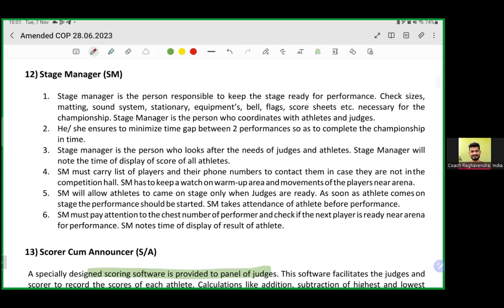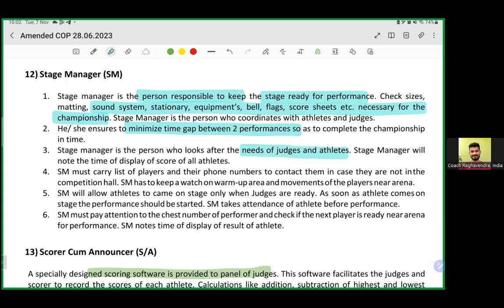Right? Stage manager. The stage manager is the person responsible for keeping the stage ready for the performance. Check the sound system, stationery equipment, whatever is necessary for the championship. He also needs to coordinate with the athletes and judges. So there should be not much time gap between two performances. So he needs to manage that particular stage, and he also needs to look after the needs of the judges and athletes. So this is important.